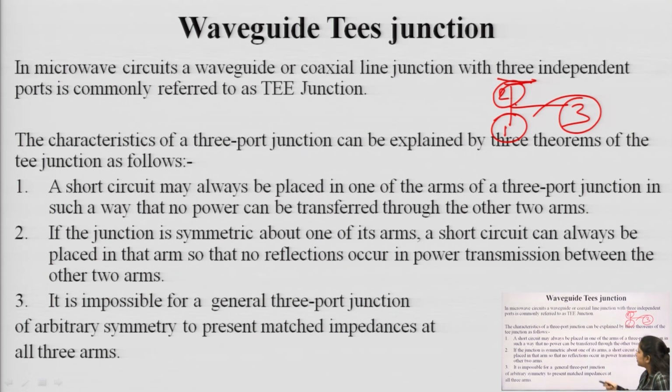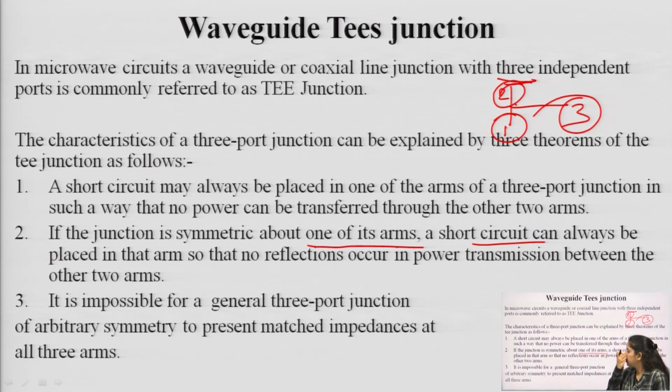If the junction is symmetric about one of its arms, the short circuit can always be placed in that arm, so that no reflection occurs in power transmission between the other 2 arms. So, if we want no reflection in power transmission between 2 arms, we have to apply the short circuit to that arm which is symmetric to the junction.